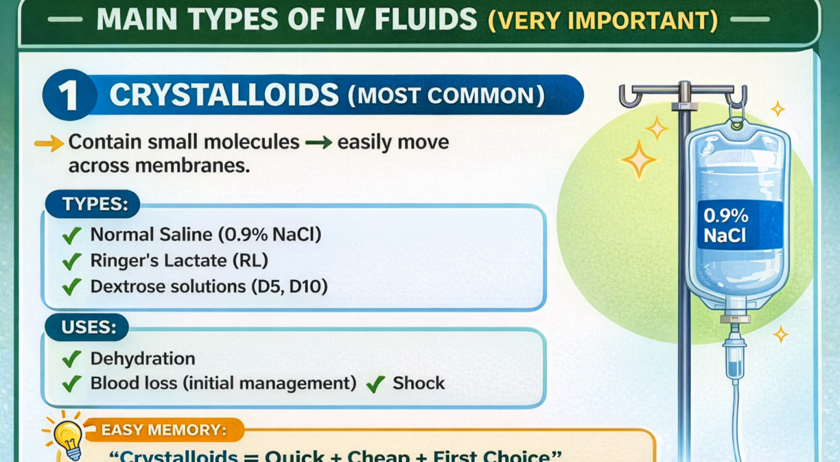Normally ringer lactate is given in dehydration, and for blood loss we give normal saline, which consists of 0.9% sodium chloride, which pulls and retains the fluid in the body, so it is easy for a blood loss patient to not lose the fluid outside the body. So these are called crystalloids. They contain small molecules in their fluid, hence they can move easily across the membranes.